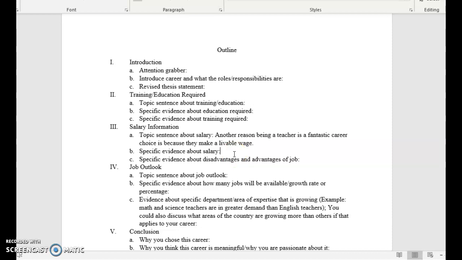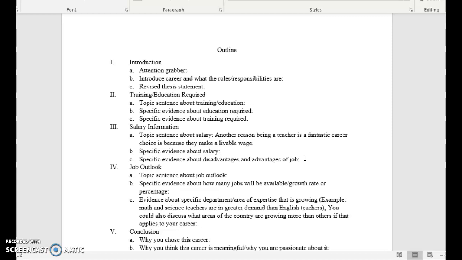You will include the APA in-text citation. Then you're going to go over some specific evidence about advantages and disadvantages of the job. So think about every job has advantages and disadvantages. I'll give you some examples with teaching. Advantages of the job, you get summer off, right?